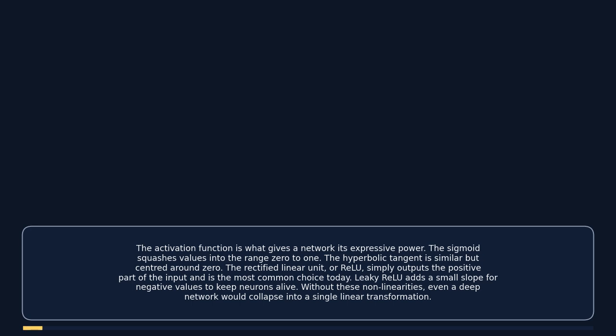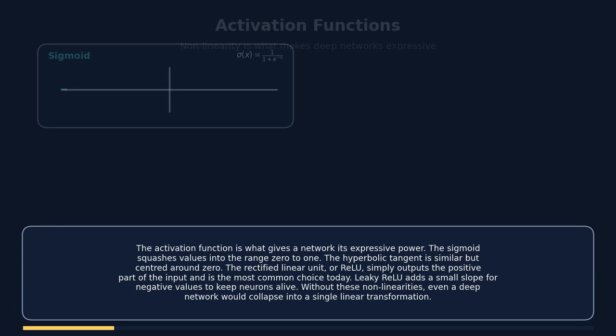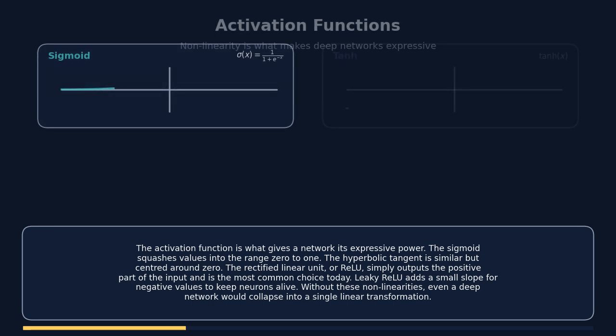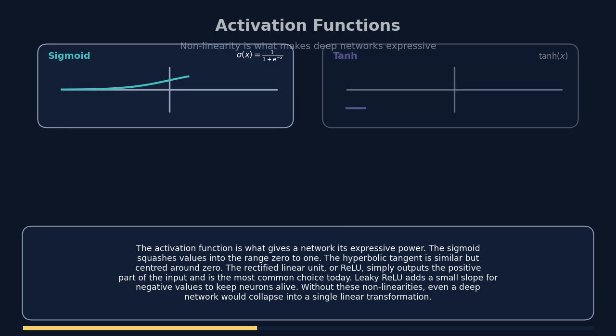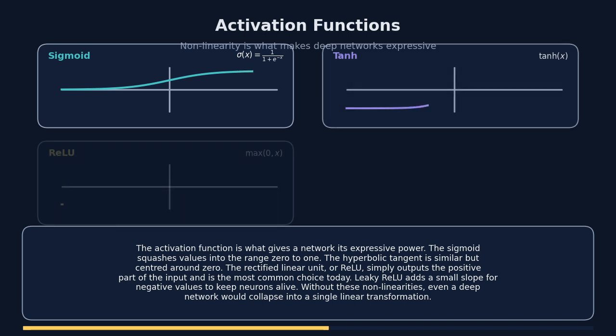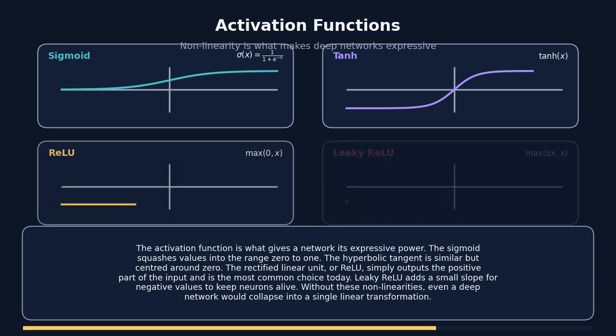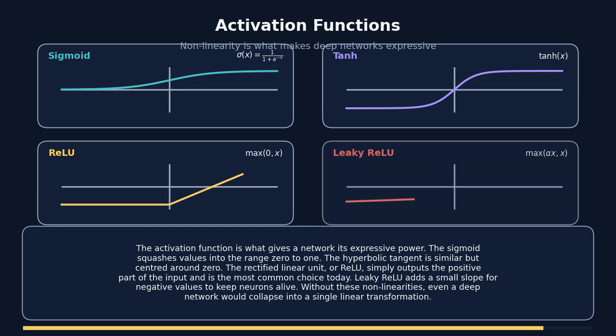The activation function is what gives a network its expressive power. The sigmoid squashes values into the range 0 to 1. The hyperbolic tangent is similar but centered around 0. The rectified linear unit, or ReLU, simply outputs the positive part of the input and is the most common choice today. Leaky ReLU adds a small slope for negative values to keep neurons alive. Without these nonlinearities, even a deep network would collapse into a single linear transformation.